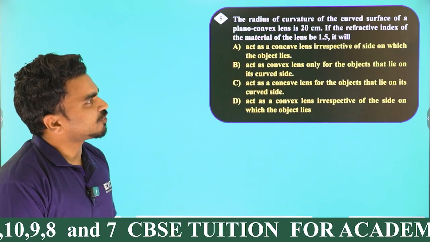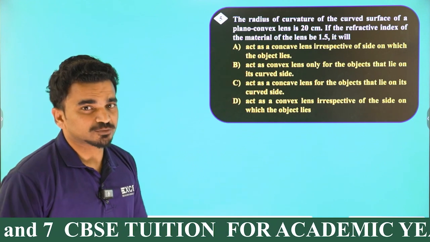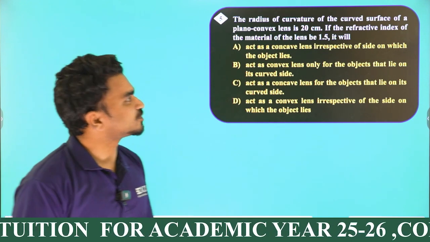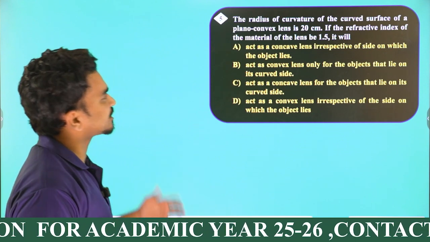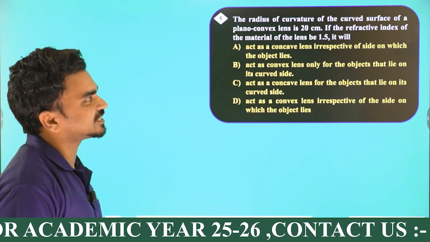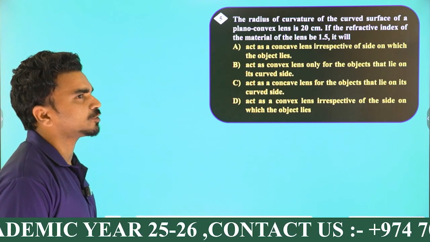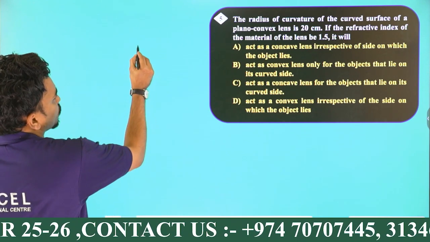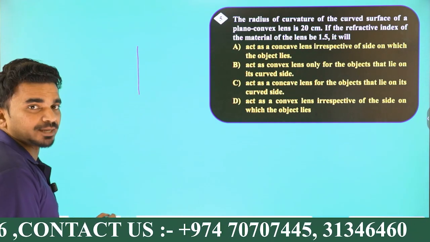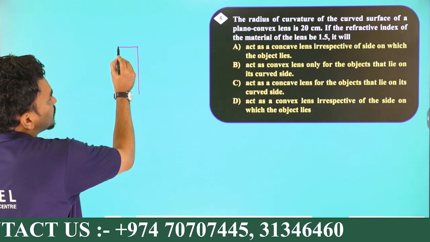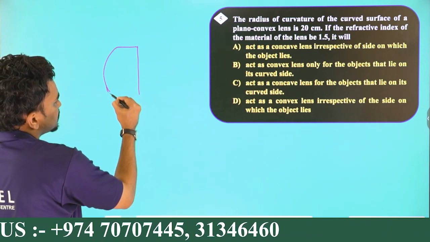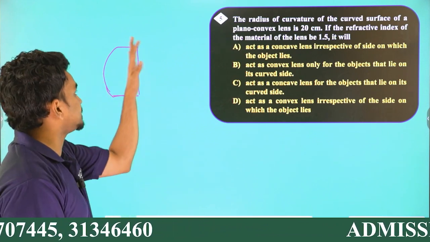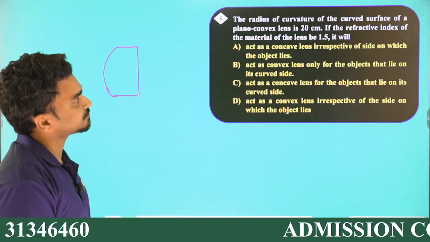You can also pause the video and try to figure it out yourself. Okay, fine. The radius of curvature of the curved surface of a plano-convex lens is 20 centimeter. Plano-convex lens. Okay, so let's draw the plano-convex lens. One side is plane, the other side is convex, bulging outside. It's called the plano-convex lens.